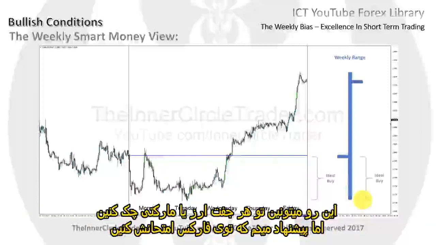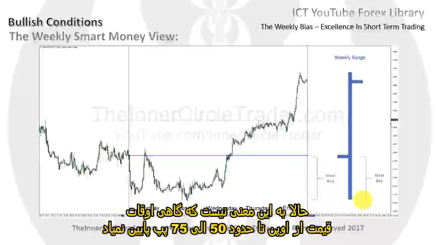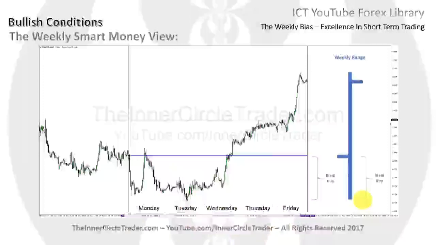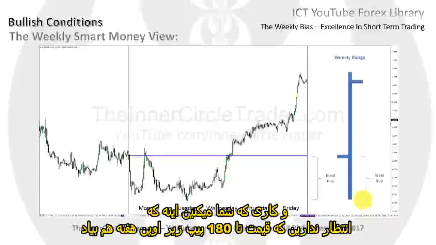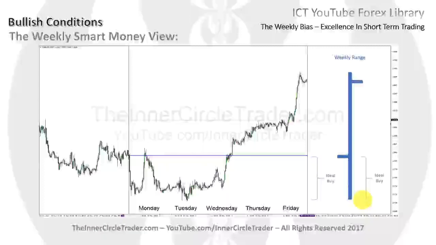You can try this on any pair, really any kind of market. But for Forex, I'm going to give you that suggestion. Now, it does not mean that you won't see it drop down sometimes 50 to 75 pips. But generally, your stop loss of 150 pips after buying below the opening by 30 pips, what you're really doing is saying, I don't believe it's going to go down 180 pips from the opening price.